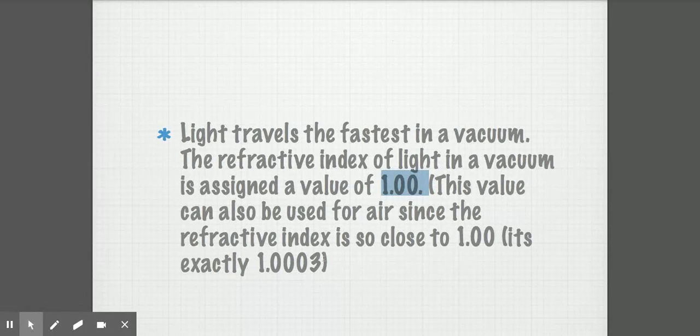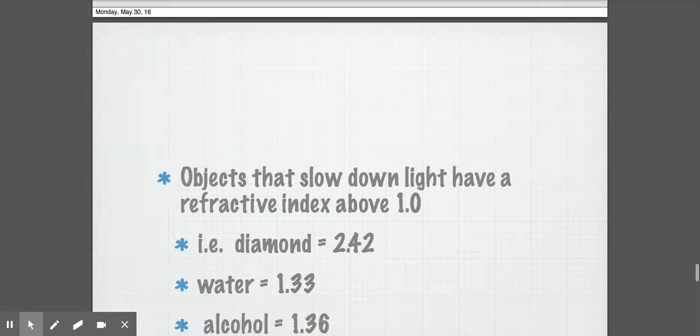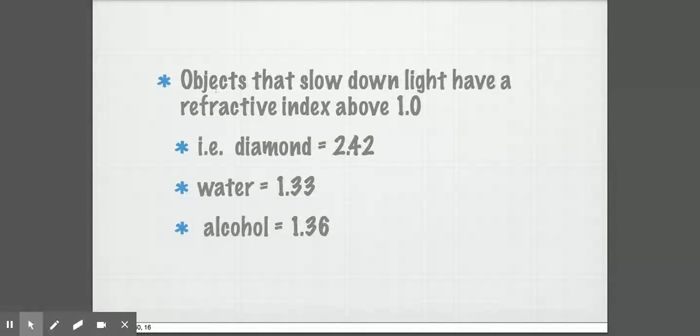It's actually not exactly the same thing. It's 1.0003, but when we round, that's really not going to make much of a difference. So for this class, we're going to say light traveling through air is going at the speed of light. Since this is essentially the fastest you can go, 1, the index of refraction is the fastest you can travel. Anything above 1 is going to indicate that it's slowing light down.